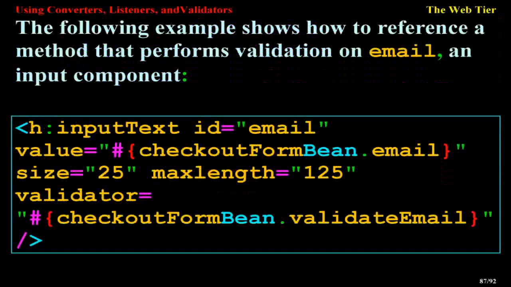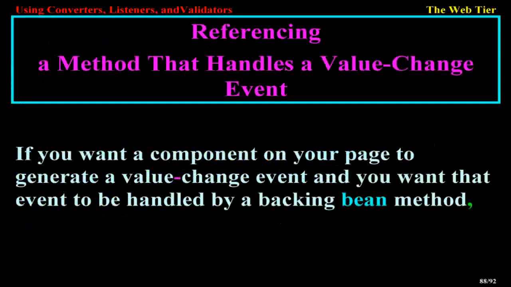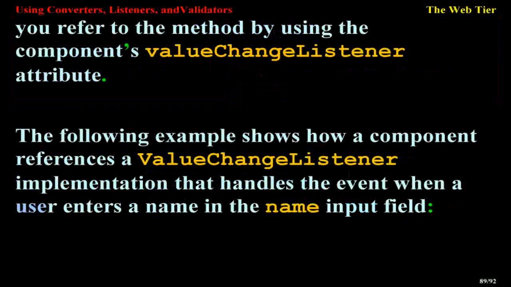The following example shows how to reference a method that performs validation on email, an input component. <h:inputText id="email" value="#{checkoutFormBean.email}" size="25" maxlength="125" validator="#{checkoutFormBean.validateEmail}"/> Referencing a method that handles a value change event. If you want a component on your page to generate a value change event and you want that event to be handled by a backing bean method, you refer to the method by using the component's valueChangeListener attribute.